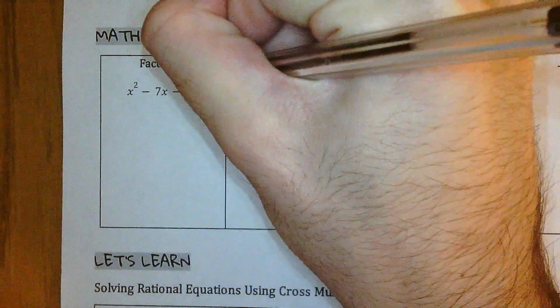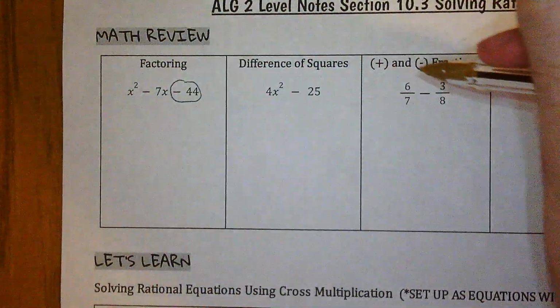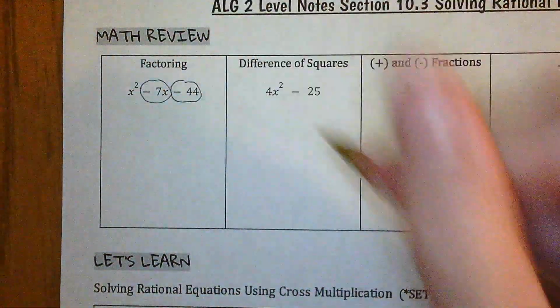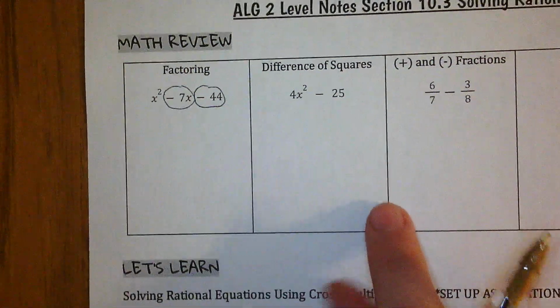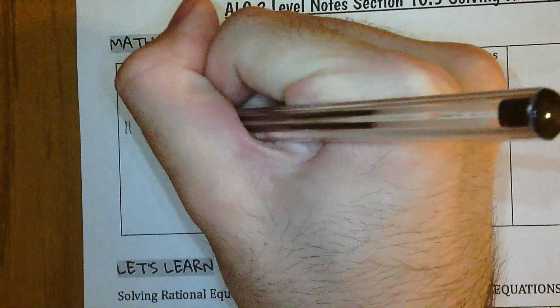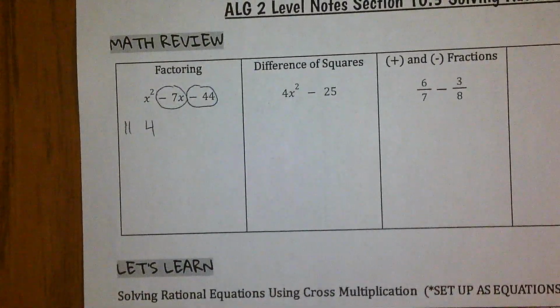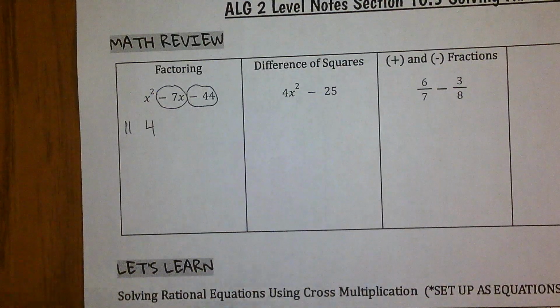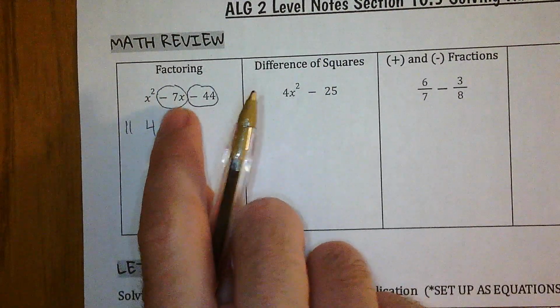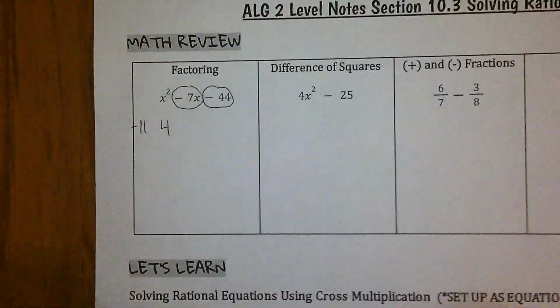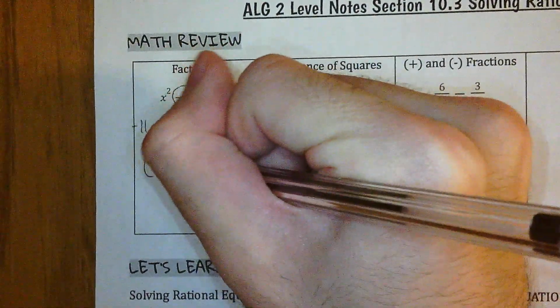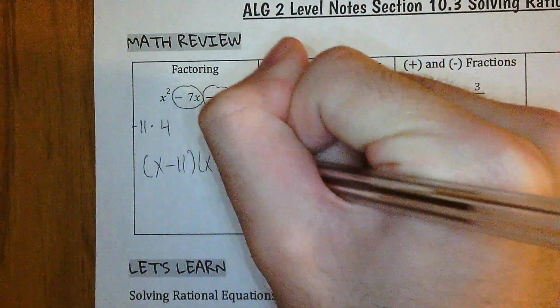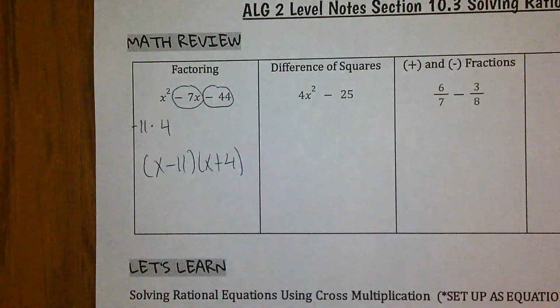So we're going to look for two numbers that multiply to make negative 44 and add to make negative 7. So numbers that multiply to make 44, we're going to have 11 and 4. And since we want it to sum up to negative 7, we're going to make the 11 negative, right? So our factors are going to be x minus 11 and x plus 4.